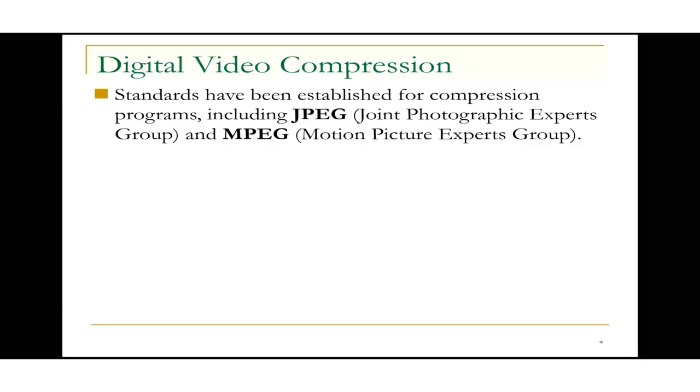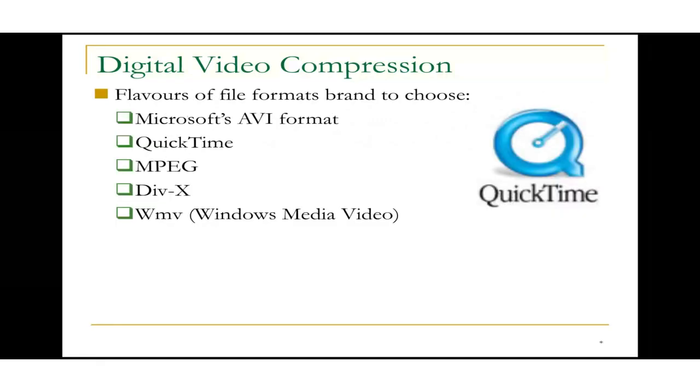JPEG is lossy compression. Now the other ones are not compression. These are the videos as they are recorded initially, with all the big size images, without any compression. But of course, MPEG is compressed video.